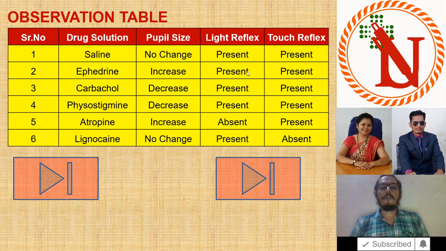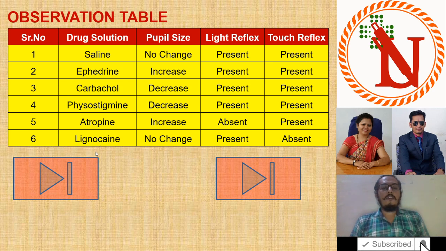It also produces the positive sign in the light reflex and the touch reflex. Next is atropine. Atropine is a parasympatholytic drug. It produces the opposite effect to the parasympathomimetic drug. That means it increases the pupil size, but not in the same way. It paralyzes the ciliary muscles and increases the pupil size. It does not produce any kind of response with the light reflex. That's why the light reflex is absent and the touch reflex is present.